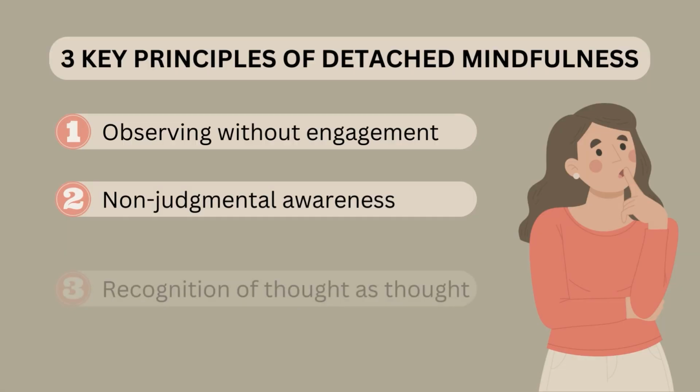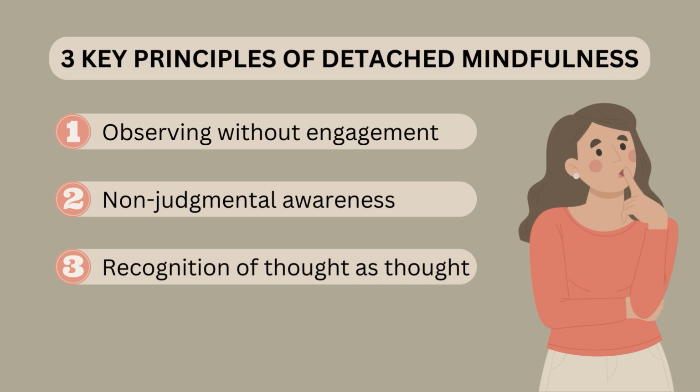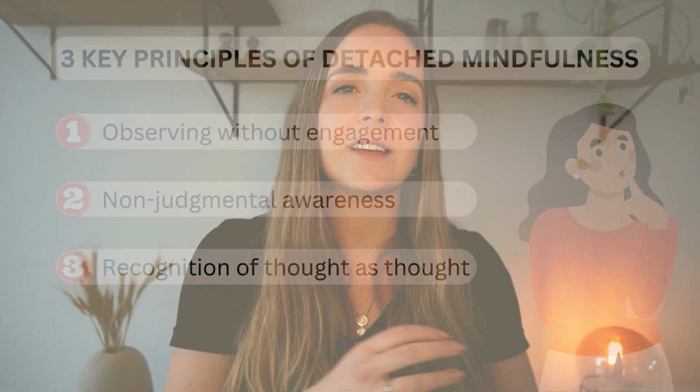The third and final key principle of detached mindfulness is recognition of thought as being thought. So the aim of this principle is to help us understand that our thoughts are not a representation of any reality. They are just interpretations and constructions of the mind. Detached mindfulness also teaches us that thoughts are fleeting. They will pass again if not engaged with. The purpose of this is realizing that our thoughts don't hold any meaning in and of themselves and that they don't define us. By acknowledging the fleeting nature of thought, we can reduce their impact and avoid getting caught up in prolonged negative thinking cycles.